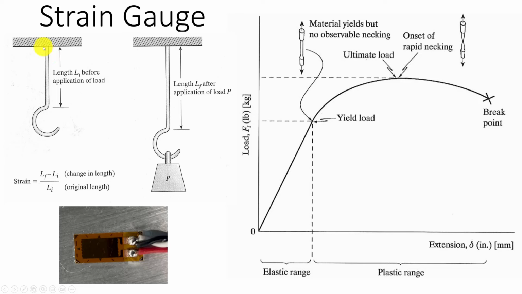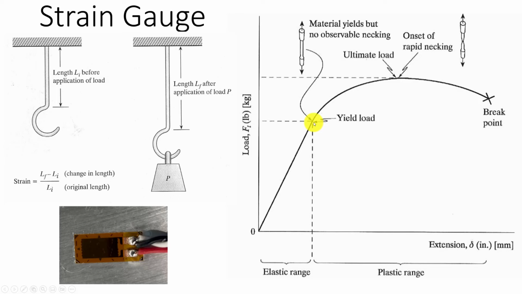So for example, we have this hook. We're going to measure a known dimension before we put a load on it. We're going to put the load on it, and then we're going to expect that to change at some ratio depending on the amount of load that we put on there. Now, over here we have a load versus deflection or extension diagram. This looks very similar to a stress strain diagram. The reason I went with load and extension is because we're going to be dealing a lot in this course with loads representing the strain values that we get and doing some calculations.